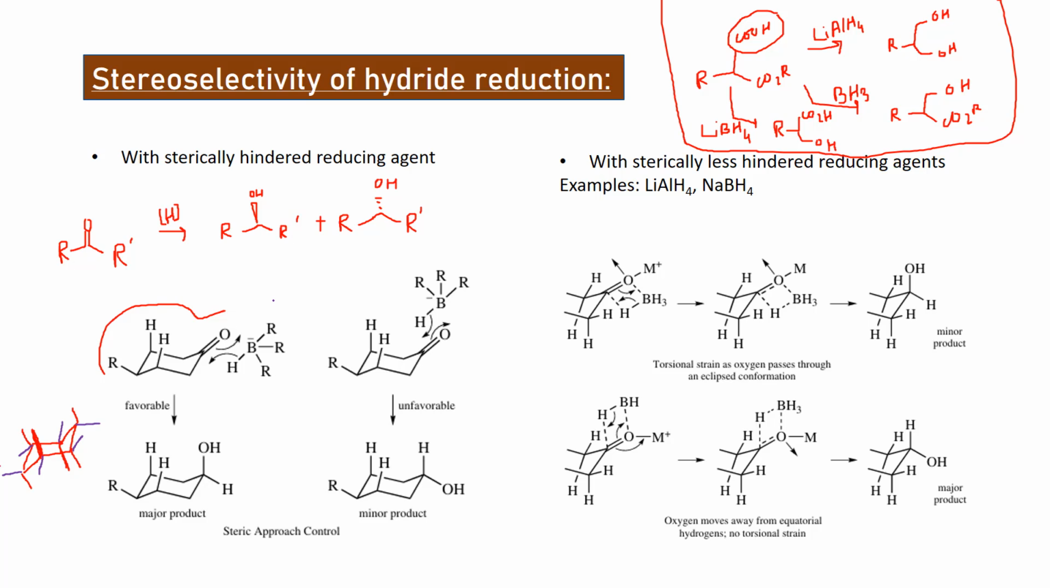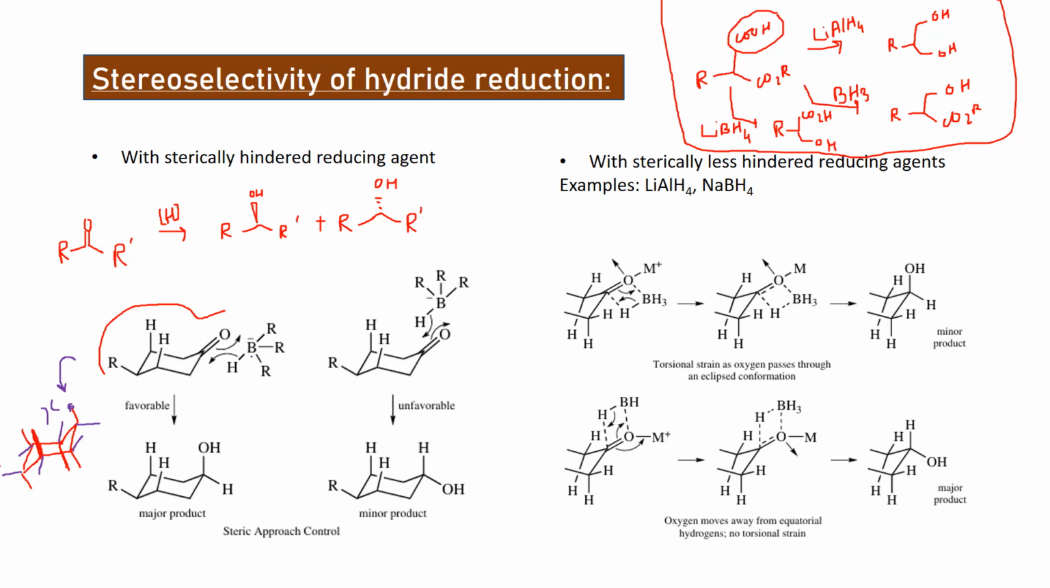If you know that whenever something is in axial, there is a strain called synaxial interaction with this axial bond. So if something is approaching from the axial position, that group will suffer from a synaxial interaction. But if it is approaching from equatorial, there is no such synaxial interaction.